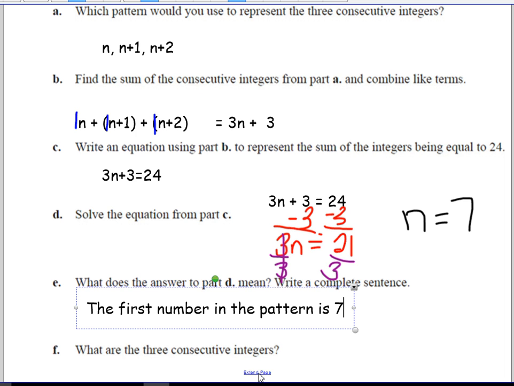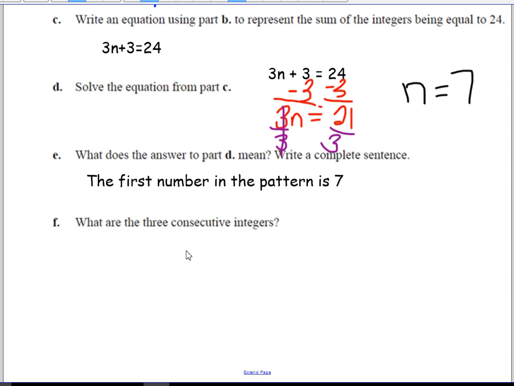And so what are the 3 consecutive integers? Again, we're counting by ones. It was n, n plus 1, n plus 2. So we have 7, 8, and 9. And again, if we want to check it, we can add them all together. 7 plus 8 is 15. 15 plus 9 is 24. So it checks out.